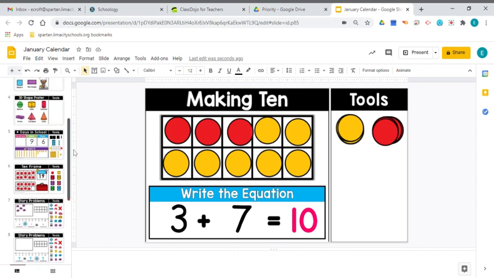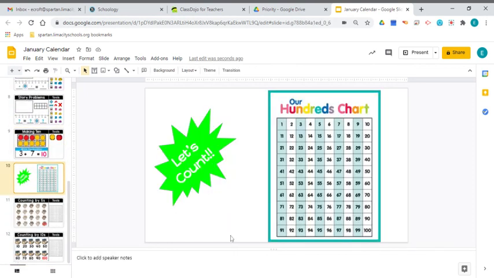All right, how many days have we been in school? 96. Well, that's what we have to count to. So you are going to count with me, right? Because you need lots of practice in becoming really good at this 100 chart. Lots of good patterns to see. So let's start at number 1 and we'll count all the way to 96.